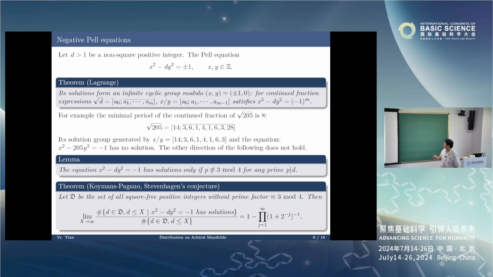Recently, this divergence conjecture was solved using Alex Smith's method. So let D run over all square-free positive integers without a prime factor congruent to 3 mod 4, so you consider D without local obstruction. Among those D, the ones such that the negative Pell equation has solutions have density 1 minus this product. Okay, this is our second example.